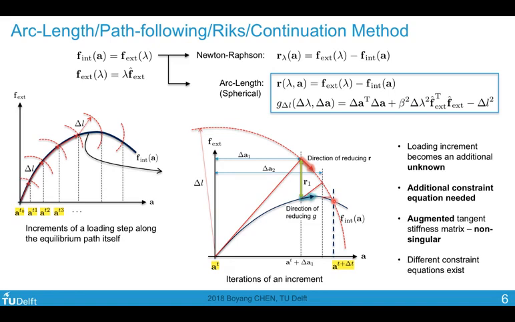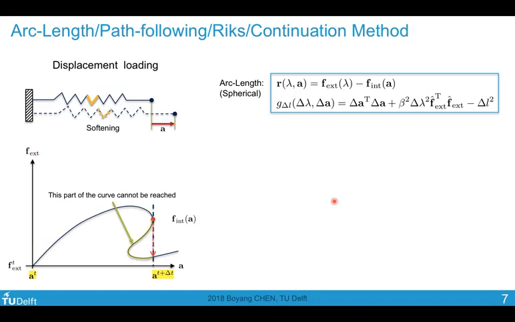In practice, different constraint equations exist, but the spherical ArcLength is the most standard or most well-established method. We've only mentioned the difficulty of Newton-Raphson in the case of force loading beyond limit point. Previously, we also covered a case with the displacement loading and in the case of snap back. So there, the difficulty was that with displacement loading, we cannot capture this part of the curve. This is because as we gradually increase the displacement, once it goes beyond this turning point, we can't possibly find an intersection with this part of the curve. So it misses this part completely.